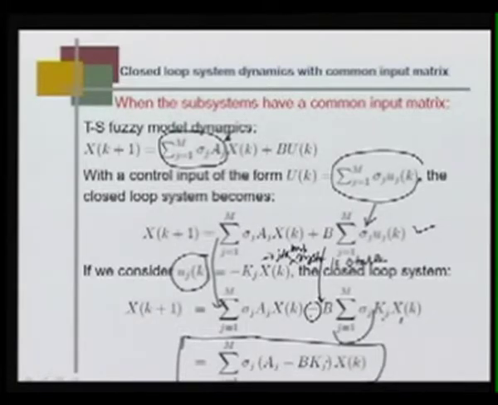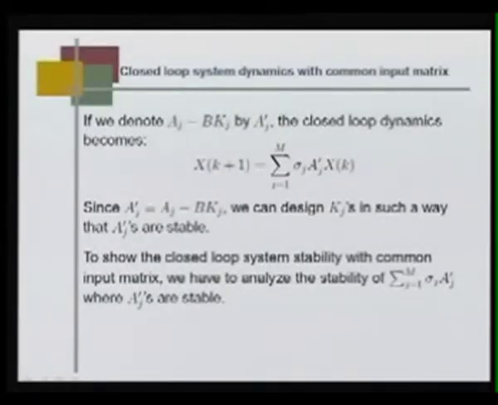So, the common input matrix makes our closed loop system dynamics very simple. This is very important. If we denote A_j minus B K_j by A_j dash, the closed loop dynamics becomes this particular thing, where A_j dash is A_j minus B K_j. We can design K_j's in such a way that A_j dash are stable. So, now we can find u(k) in such a way that the A_j dash are stable, but x(k+1) is the closed loop dynamics.